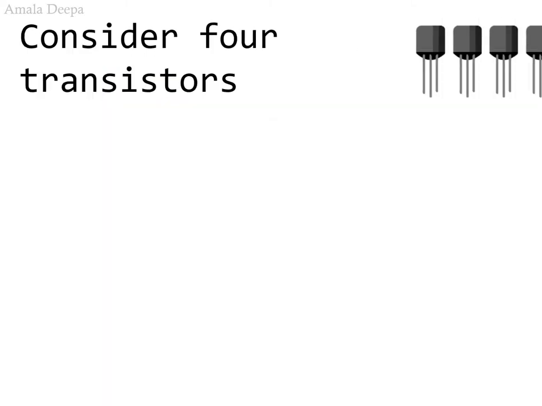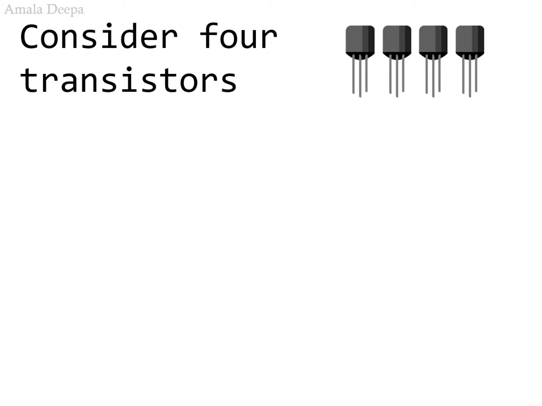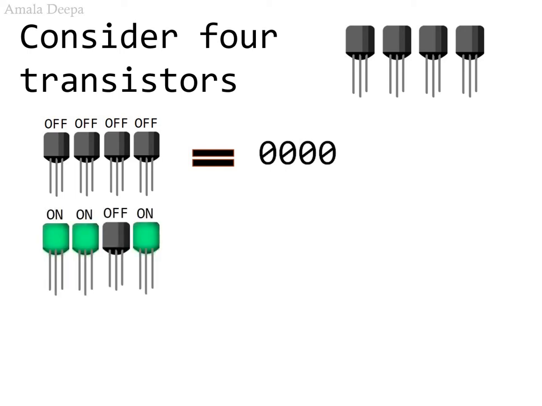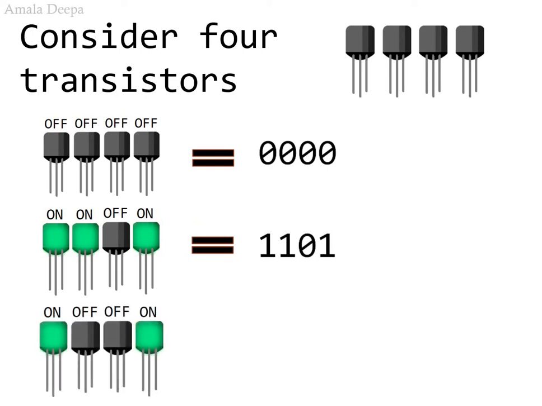Consider 4 transistors. When all the 4 transistors are in the off state, it represents 0, 0, 0, 0. On, on represents 1, 1, 0, 1. On, off, on represents 1, 0, 0, 1.